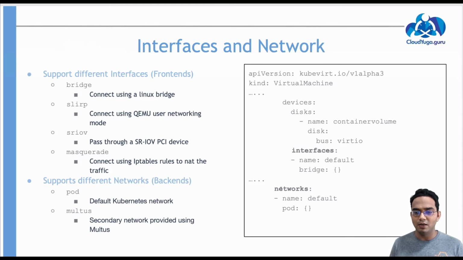So we will create different networks, or we can call them backends, and then we can create interfaces which attach to them. So we can have interfaces like Bridge, SRIOV, Masquerade, and so on, using which we can create a few front ends and point them to the network we have.